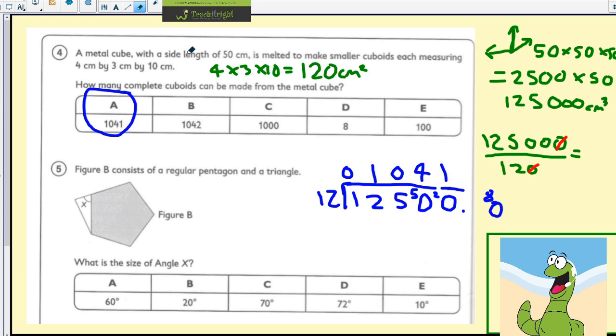Right, for number 5, let's have a look. Figure B consists of a regular pentagon and a triangle. What's the size of angle X? So I need to know some rules about my triangles. First off, it looks to me like a right angle triangle. I also know that all the angles in my pentagon are going to add up to 540.